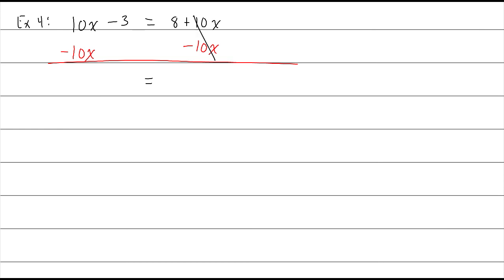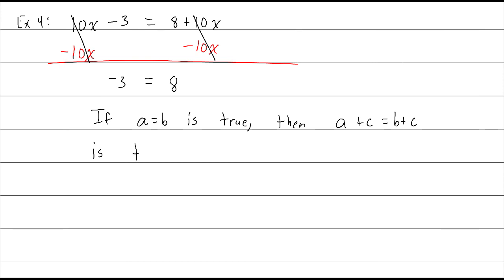Okay, so that cancels out, and oh, look at that, cancels out there as well. I'm left with -3 equals 8. Okay, so we have to kind of dissect what that means. Remember what the addition principle said. It says that if A equals B is true, then A plus C equals B plus C is also a true statement. If the first one's a true statement, then the last one's a true statement. Well, this is not true. -3 is not equal to 8.